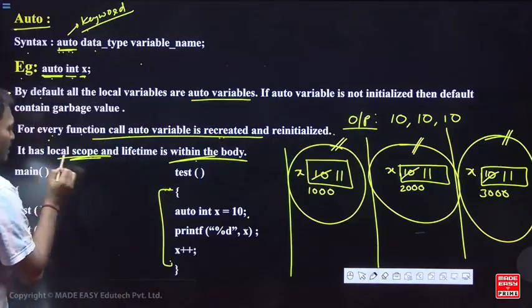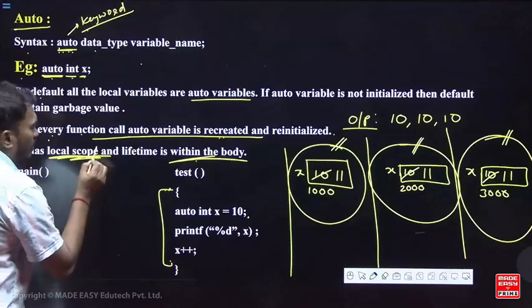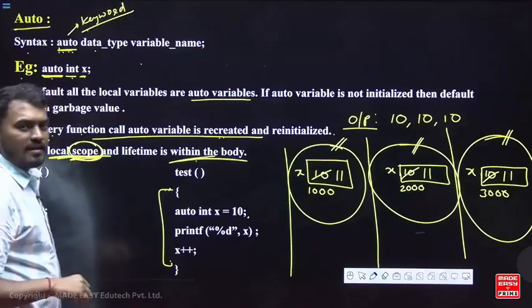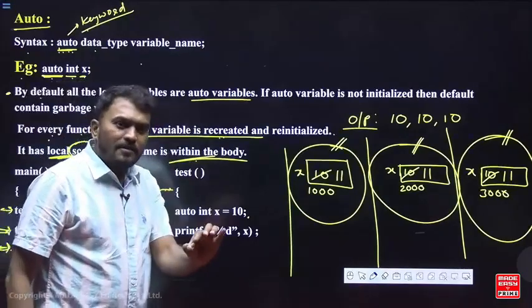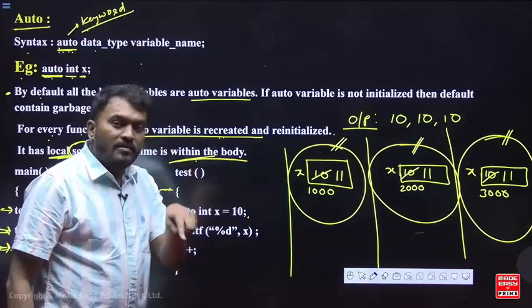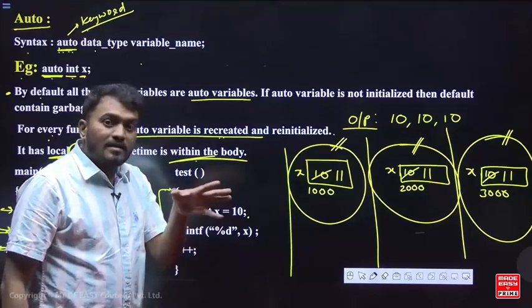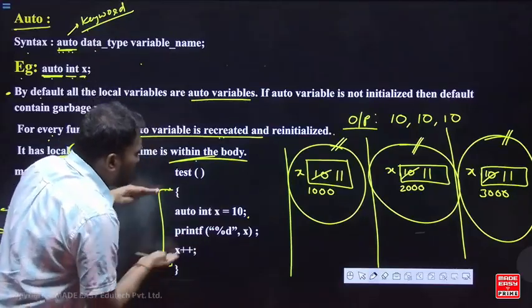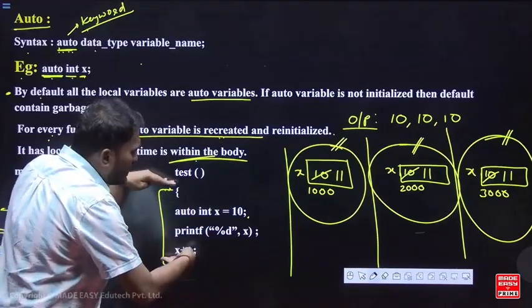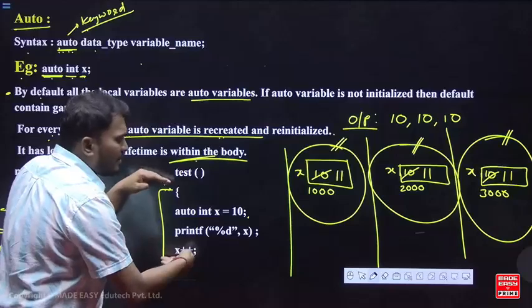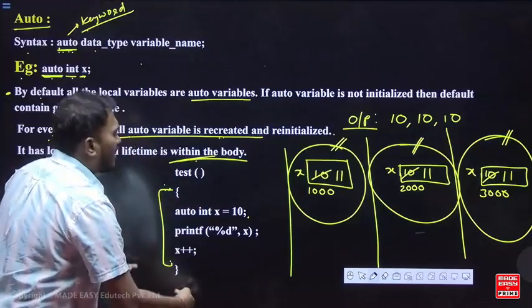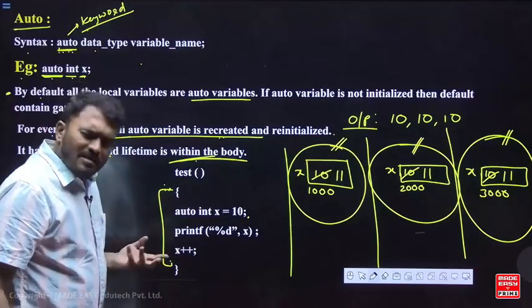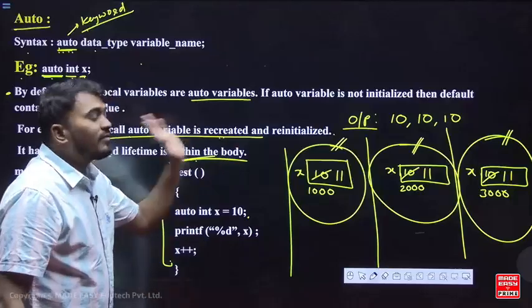It has a local scope. What is the meaning of scope? The region in which a variable is available and accessible is called a scope. So scope is within the body, so this variable x can be accessed only within these brackets, this particular body. If you come out of this bracket and try to print variable x, is it available? No, that will be removed from the memory.